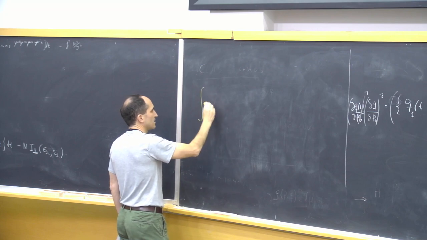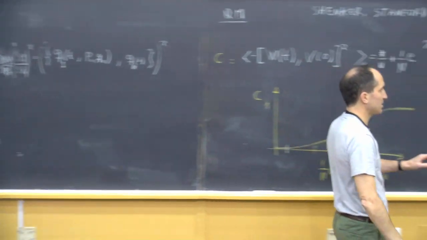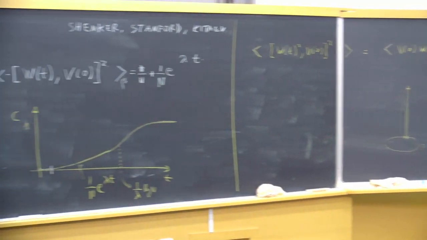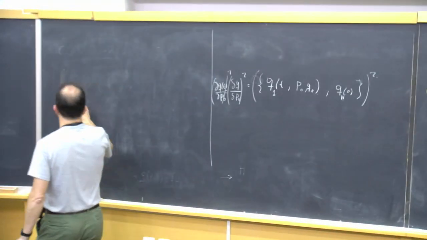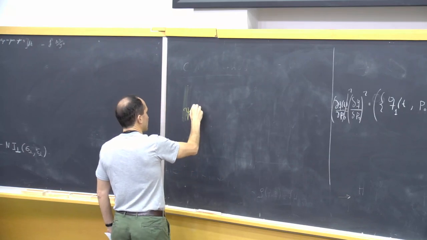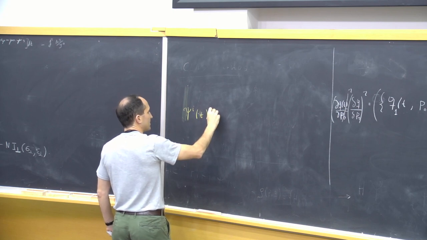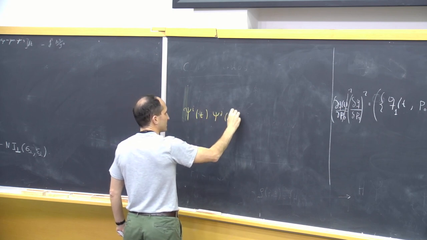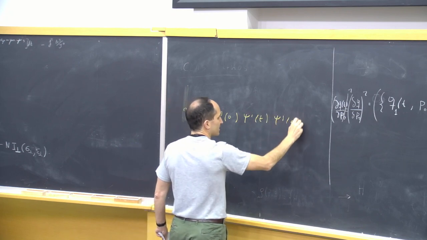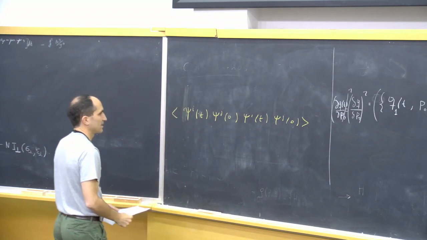So the computation boils down to the computation of a four-point function. We're interested in computing the four-point function of some operator: psi I of t, w, psi j of zero, psi I of t, psi j of zero. So we try to compute this quantity in the SYK model.